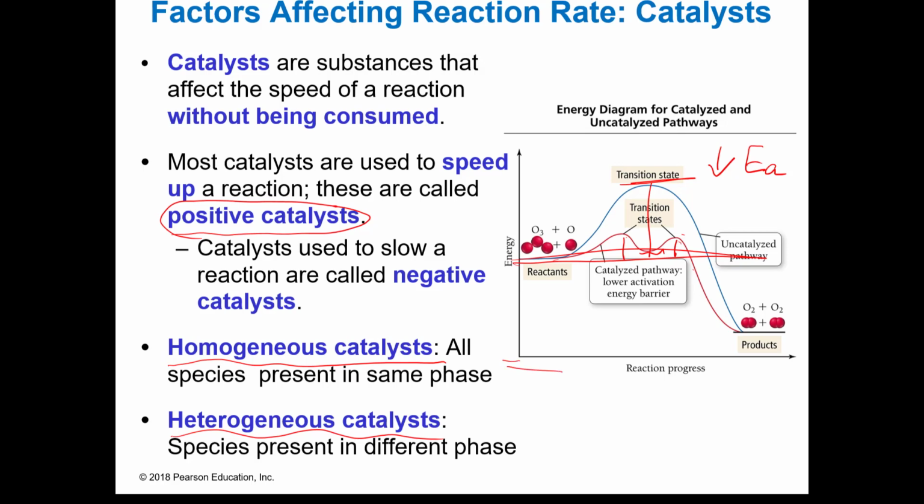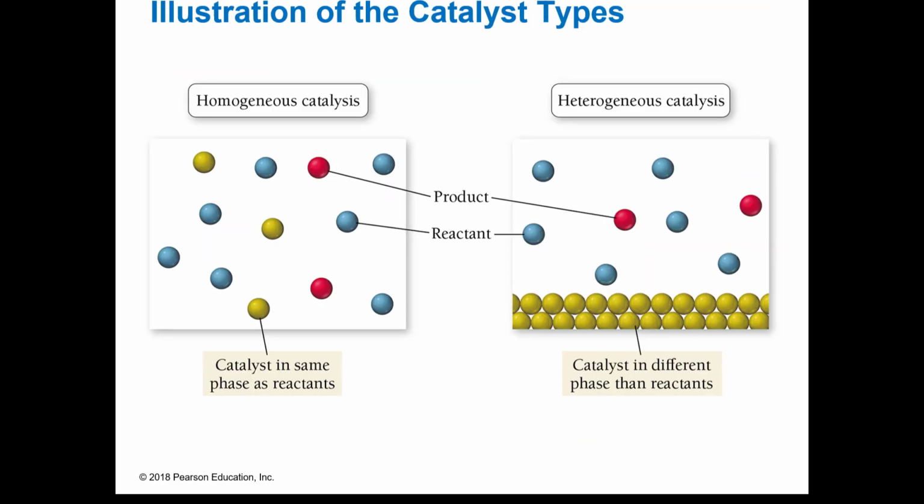So in a homogeneous catalyst, everything would be in a gas, okay? In a heterogeneous, you might have a solid and a gas, okay? So they would be different. So if you look at a homogeneous catalyst, all right, they're all in the same phase, and so they're all getting together and bumping into each other, and they're assisting with this and making it more likely for this product to be made.